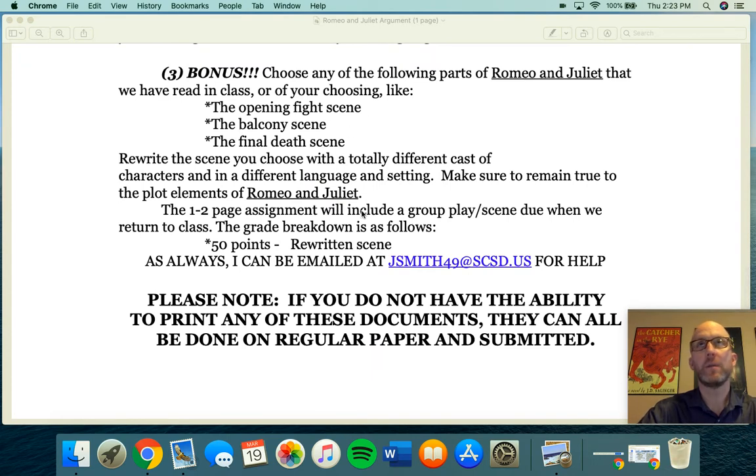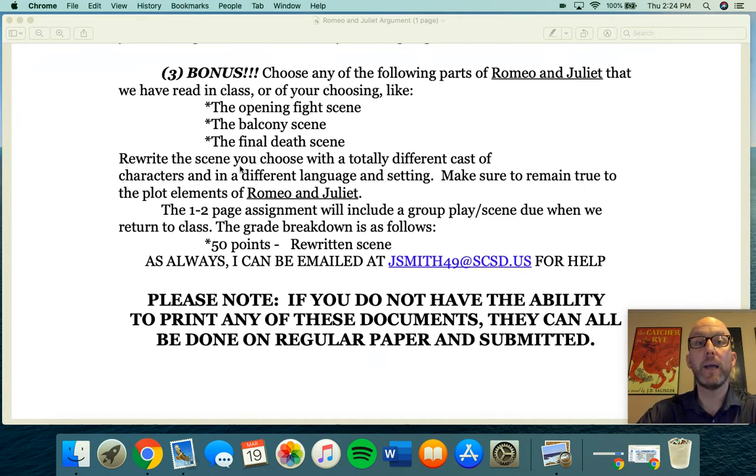We mentioned this in class several times, that there was, in the past, an opportunity I've had for previous classes to rewrite a scene for Romeo and Juliet. You could pick a scene like the opening fight scene. You could pick the balcony scene. You could pick any scene that's interesting to you, the death scene at the end. You could pick Mercutio and Tybalt's fight scene with Romeo breaking it up.